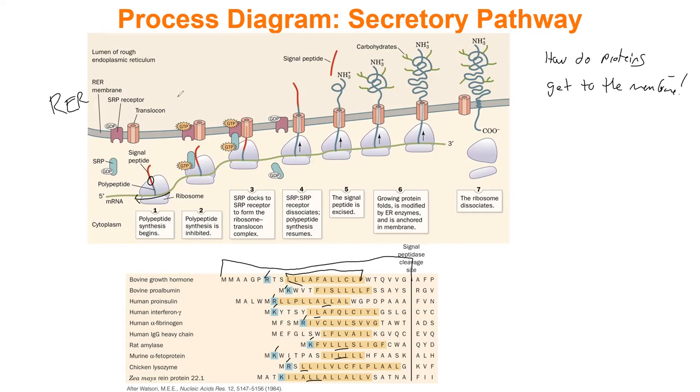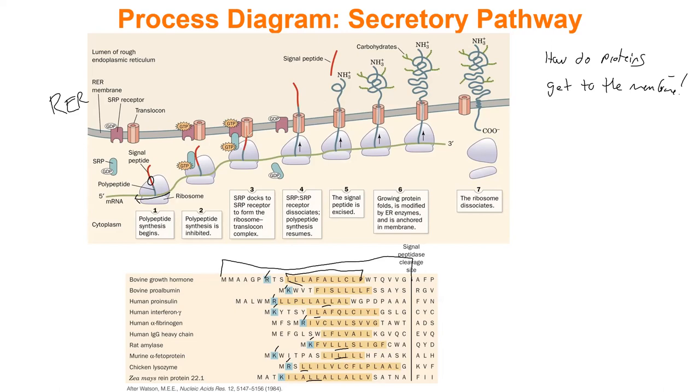So the top part of this image is the rough ER. The bottom part is the cytoplasm. So it's going to drag it to these two proteins. The SRP interacts with the SRP receptor. So they kind of fit together like puzzle pieces.